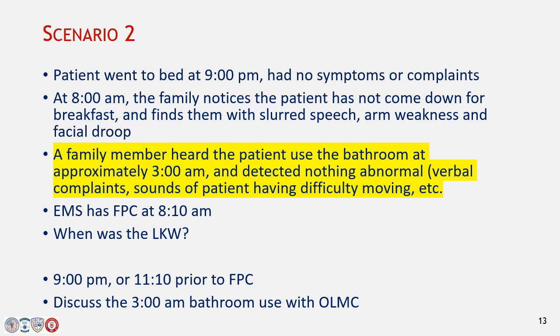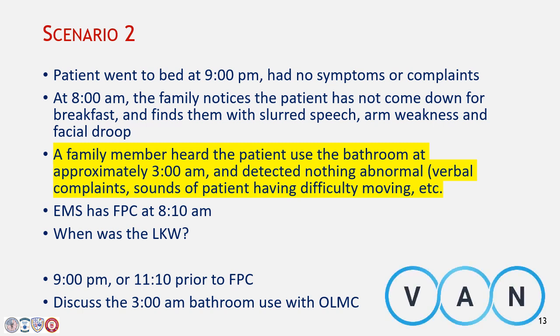However, it would be a good practice to call medical control and say, we have this 3 a.m. bathroom use, so 5 hours ago the patient was up and about, but we don't know that the patient was normal at that time. They were functional, they weren't flaccid or immobile. However, we don't know that their Cincinnati stroke scale was not abnormal. Again, this patient would still get a VAN exam because of the arm weakness.